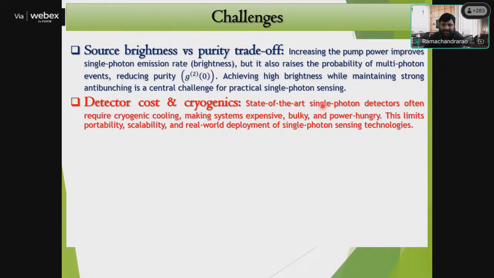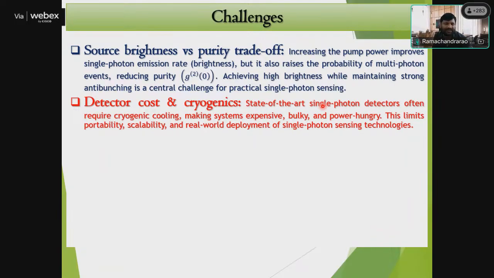So if you work at cryogenic temperature and then want to use it for applications, there is a problem, right? Because your working temperature is cryogenic, but normal applications happen at room temperature. Again, there is a mismatch. So if you really want to solve the real-world problem, you need to develop detectors at room temperature, so that you can take them for applications at room temperature.